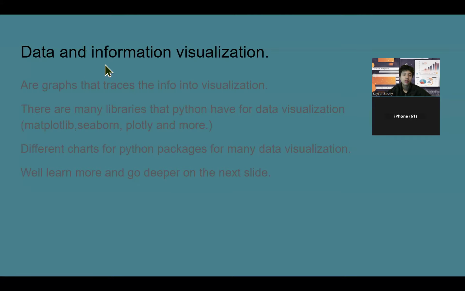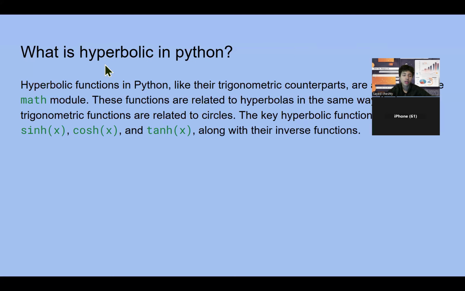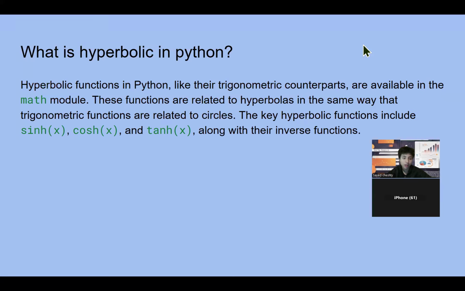So now, lastly, we're gonna talk about what is hyperbolic in Python. Hyperbolic functions in Python, like their trigonometric counterparts, are available in the math module. These functions are related to hyperbolas in the same way that trigonometric functions are related to circles. The key hyperbolic functions include sinh(x), cosh(x), and tanh(x), along with the inverse functions.